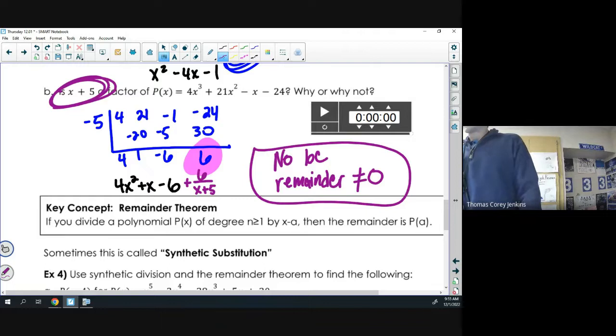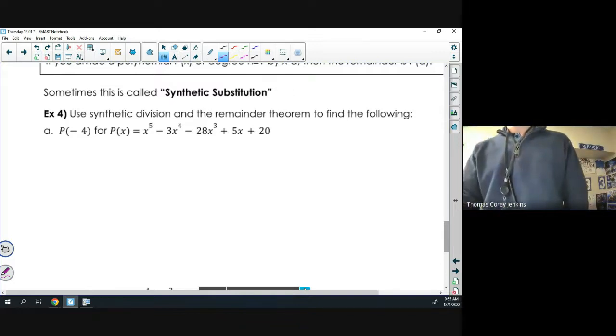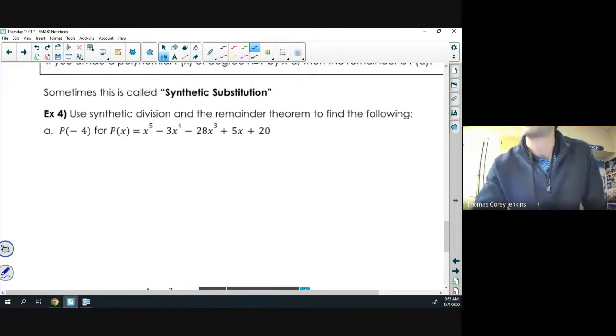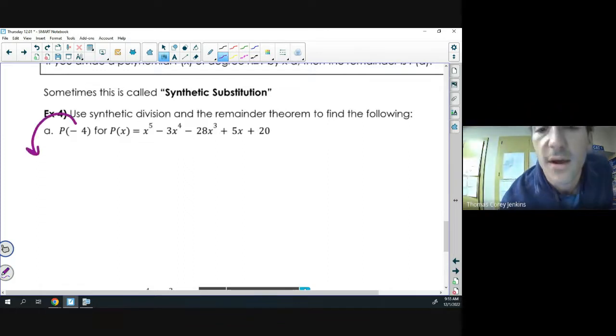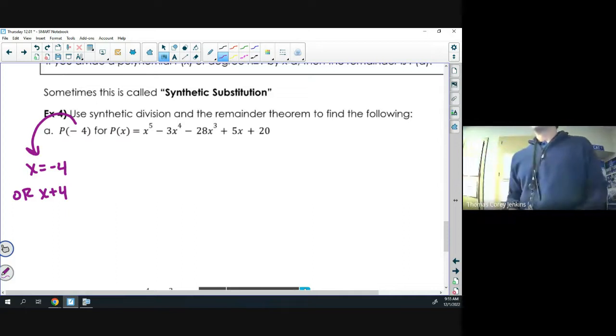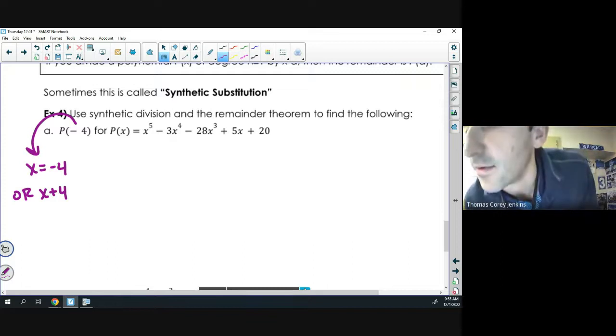All right. So our last example will be one more way we can just kind of use the remainder. So let's go ahead and kind of look at this. So use synthetic division and the remainder theorem to find the following. What's p of -4? So remember what that means first. So this means x equals -4, or if it were written as a factor, that would be x plus 4. Okay, just some things to remember. But anyways, what we divide by in this case would be, if we're using synthetic division, -4.